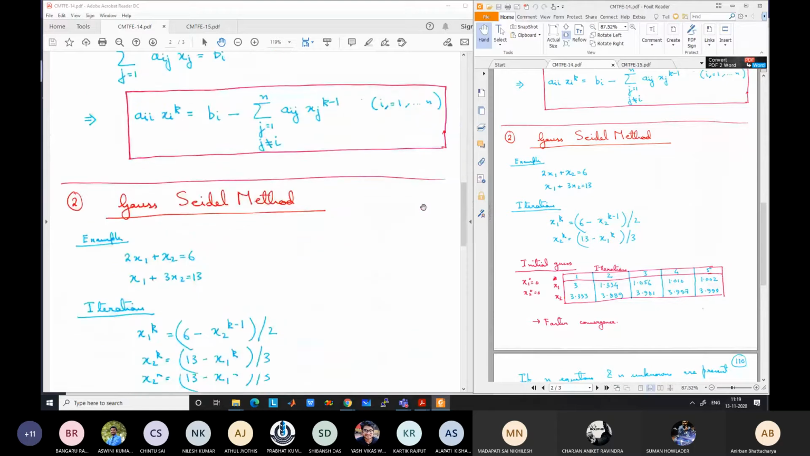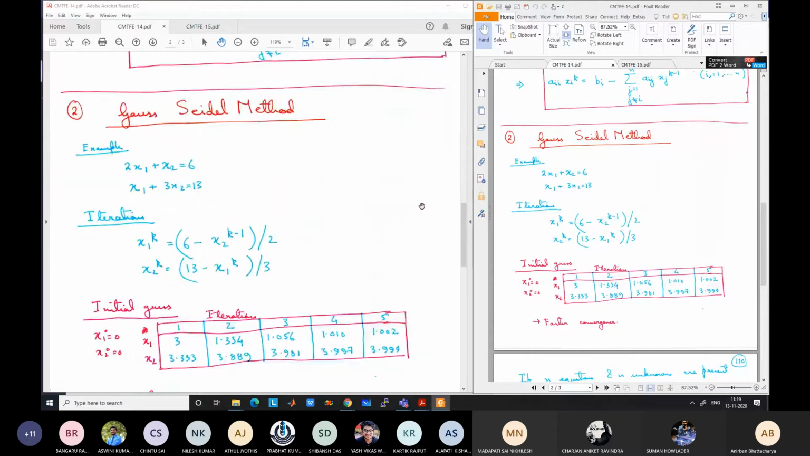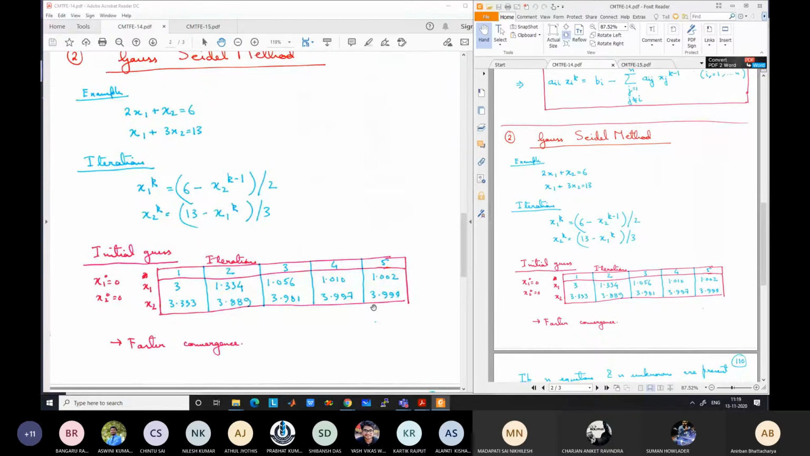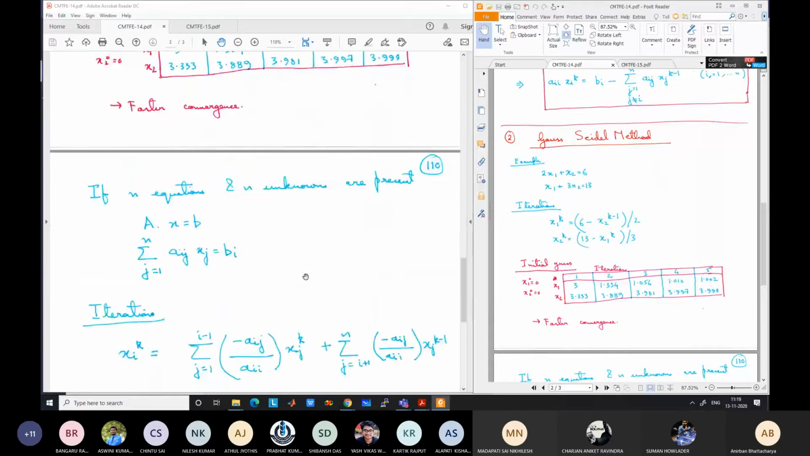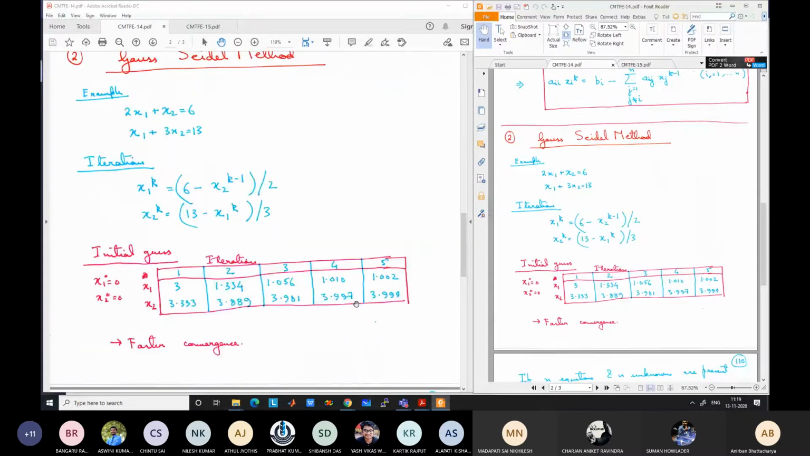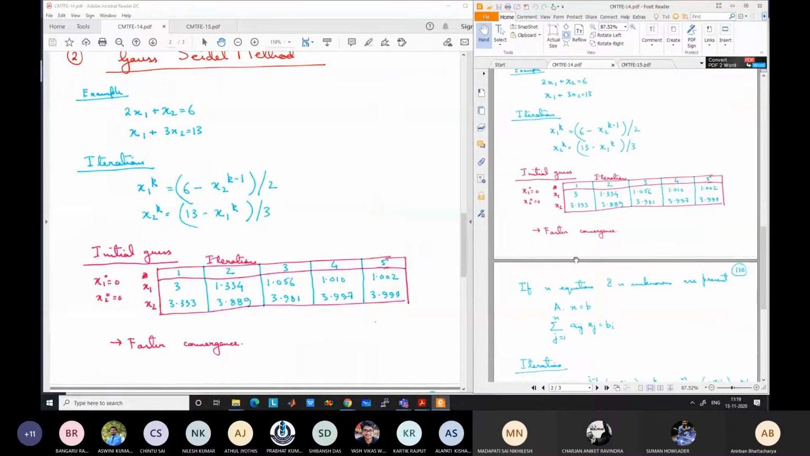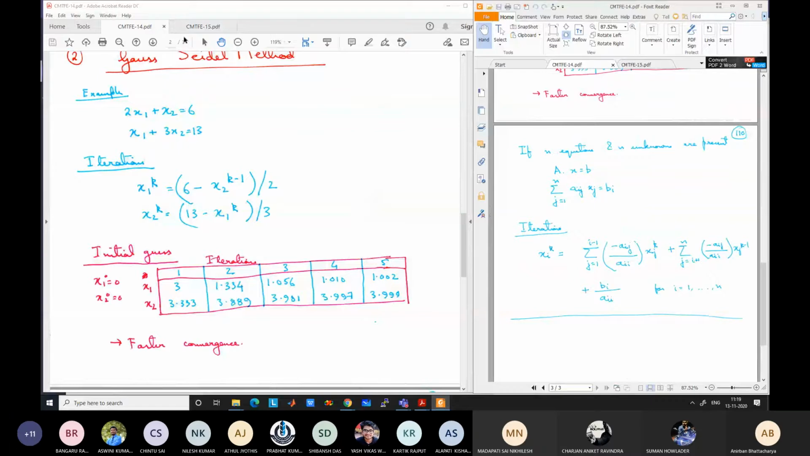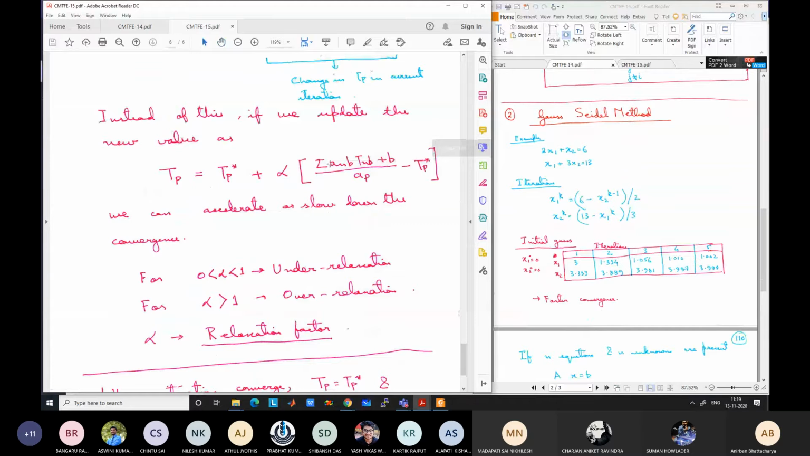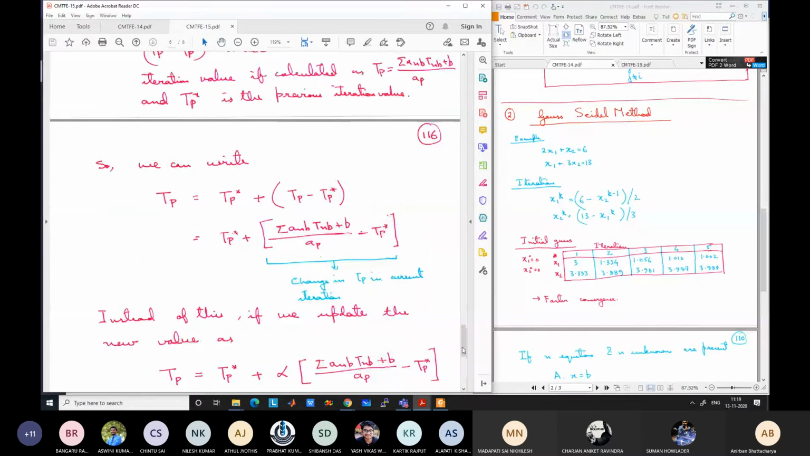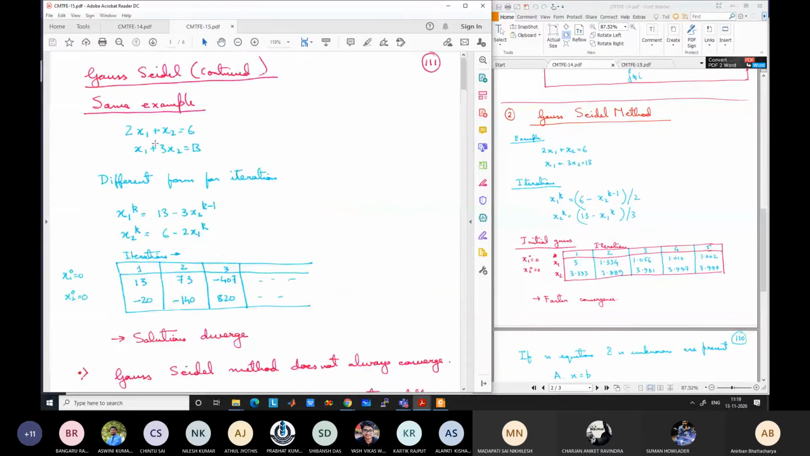But at the end of the class, I was also showing you one example by writing it on the whiteboard. Instead of this, I will keep that old equation open: the same example again, 2x1 plus x2 equal to 6 and x1 plus 3x2 equal to 13. This note is already uploaded in the file section. Okay, this is for today.